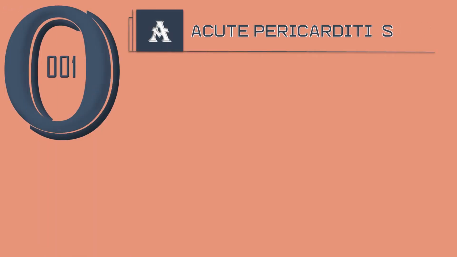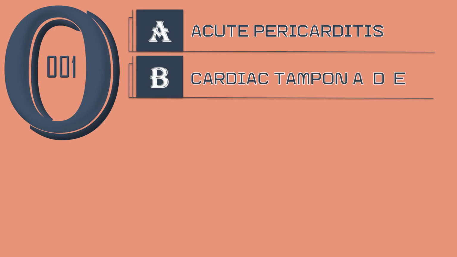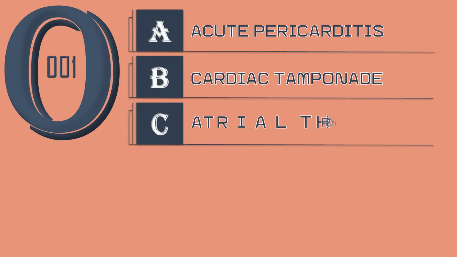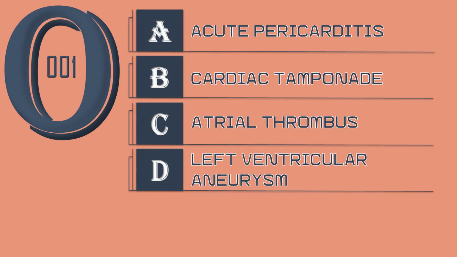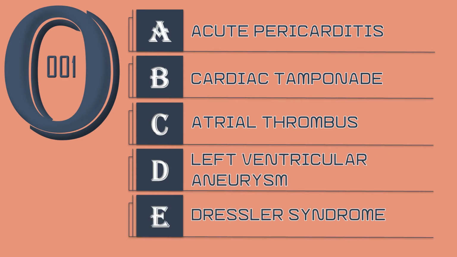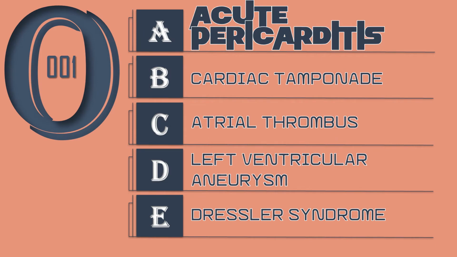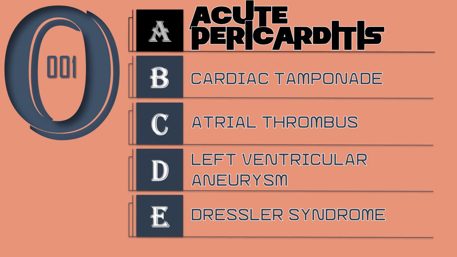Now let's check the options given and start discussing them. Option A: acute pericarditis. Option B: cardiac tamponade. Option C: atrial thrombus. Option D: left ventricular aneurysm. And Option E: Dressler syndrome. The answer, as you must have already guessed, is acute pericarditis.